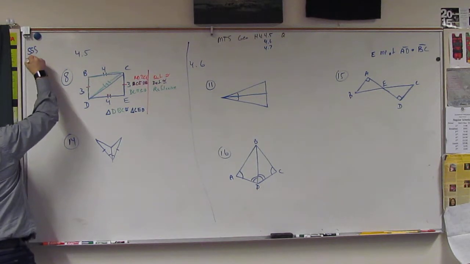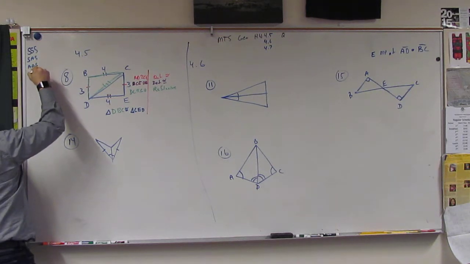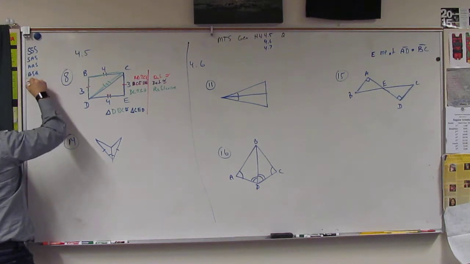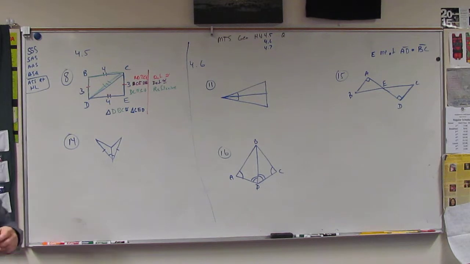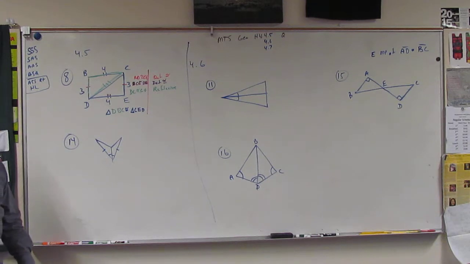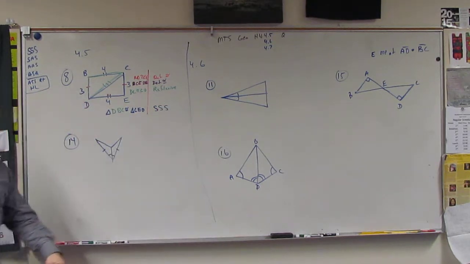SSS. SAS. AAS. ASA. There's one before that, ASA. And then ASS only if it's right, and we also call it HL, right? So this one's kind of long, but whatever. Okay? Alright, so which one is this? What do you have? You have a side, you have a side, and you have a side. SSS. Okay? That's it. That's as easy as that.